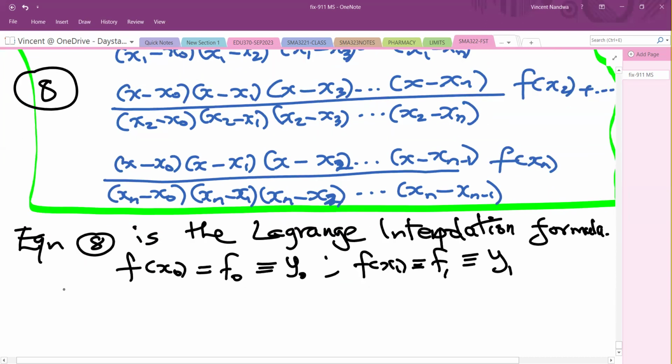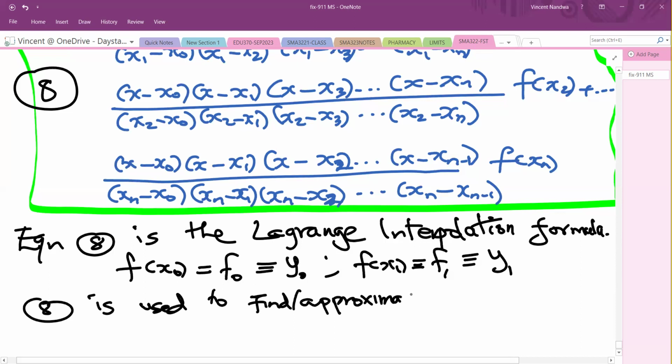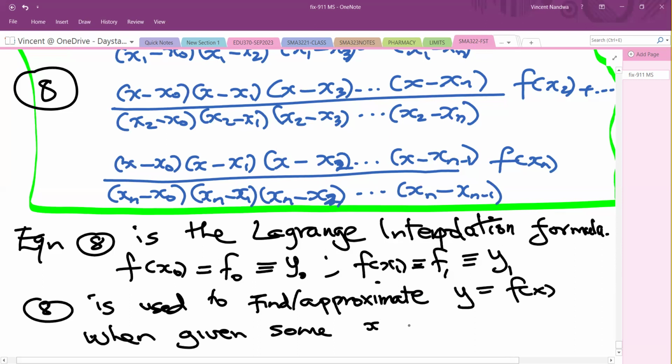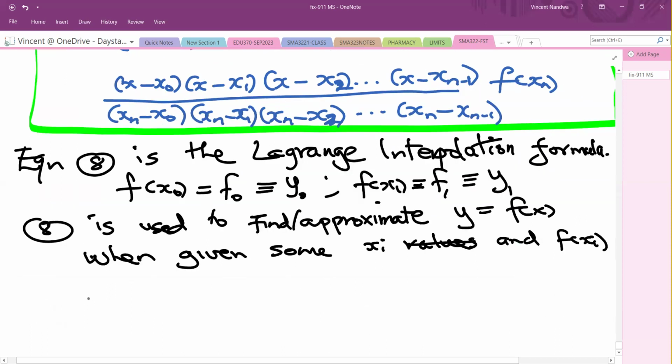So h is used to find or approximate y, which is equals to f of x, when given some xi values and f of xi values.